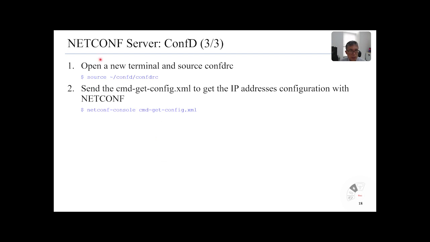After that, we can check locally. Open a new terminal, source ConfD, and then send the get-config XML command to get the IP addresses configuration with NETCONF. Using this console command, get-config XML, you can get the IP addresses.